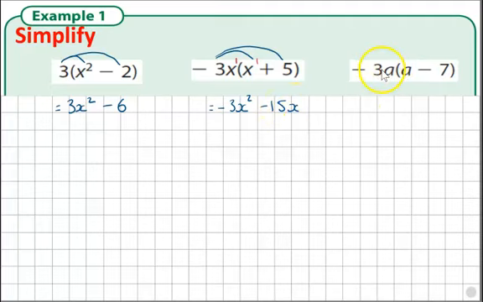Now minus 3a multiplied by a minus 7. Those a's are really to the power of 1. So minus 3a to the power of 1 times a to the power of 1 is going to be minus 3a squared, because 1 plus 1 makes 2. And then minus 3a times minus 7, and minus by minus gives a plus. 3 by 7 is 21, and we just stick on the a.